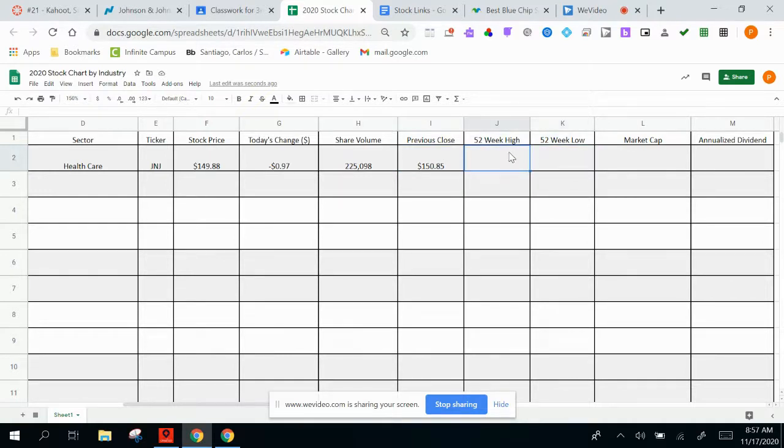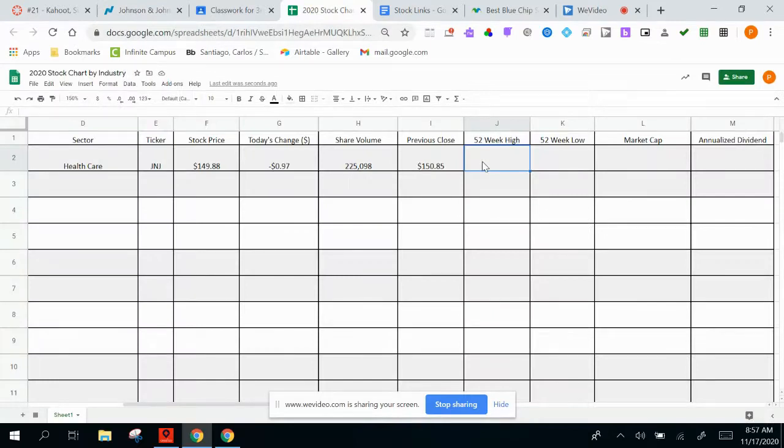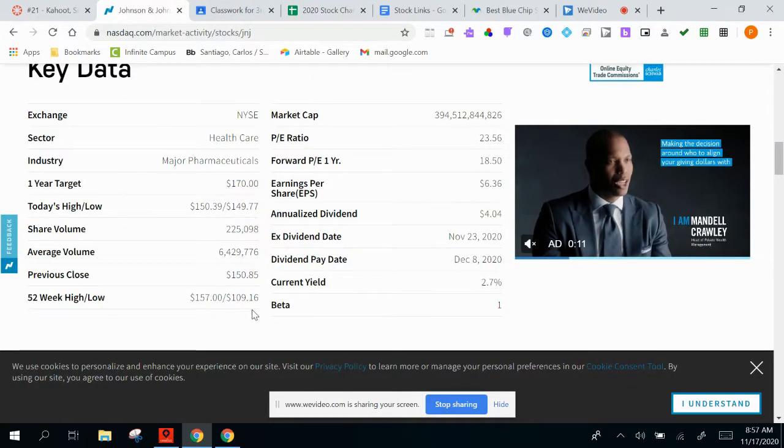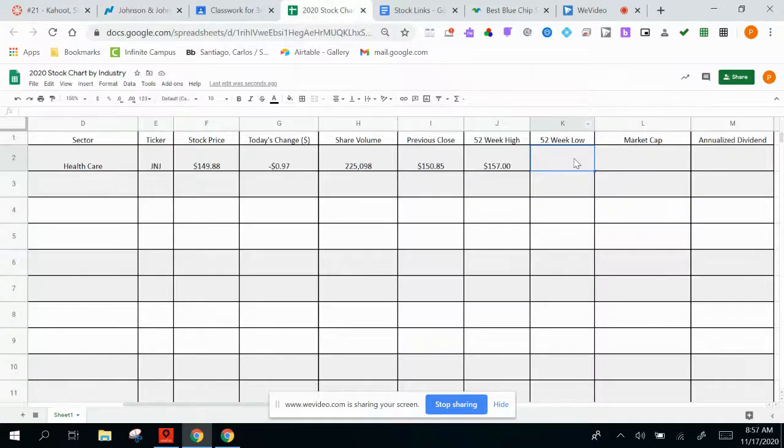My 52-week high low. In the last year, what's the highest it's closed at and what's the lowest it's closed at? Again, I'm just getting a snapshot of its volatility over the last year. So its high was 157. And its low was 109.16, right down here, 52-week high low. So almost $50 in volatility in the last year with Johnson & Johnson.